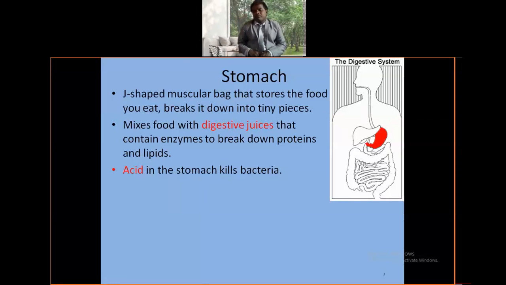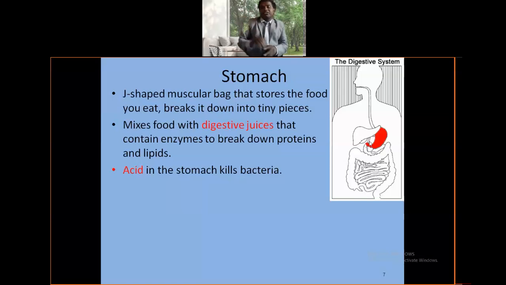Okay, and the stomach is connected with the duodenum. One of the sphincters there is called the pyloric sphincter. So we're discussing the stomach. Once again I repeat, it is a J-shaped muscular bag-like structure that stores the food and breaks down the food, secreting the gastric juice. This gastric juice is responsible for the chemical digestion.